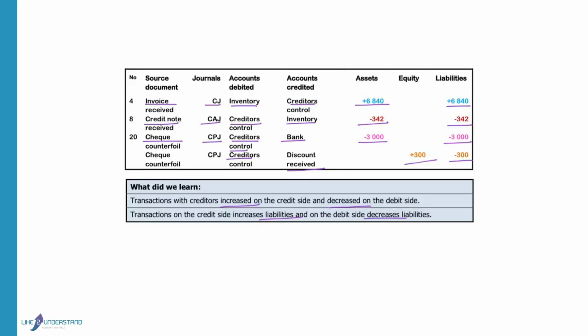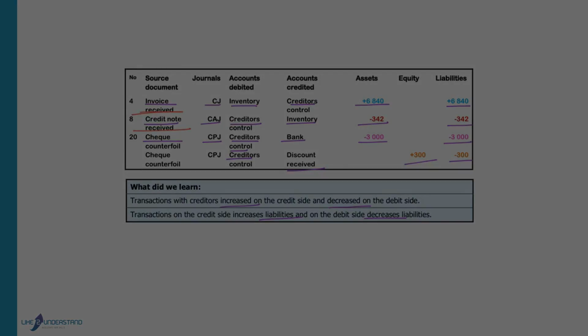When we look at the source documents, when we deal with a creditor, we will receive an invoice and we will receive a credit note. If it is with a debtor, the transaction, we will issue an invoice and issue a credit note.